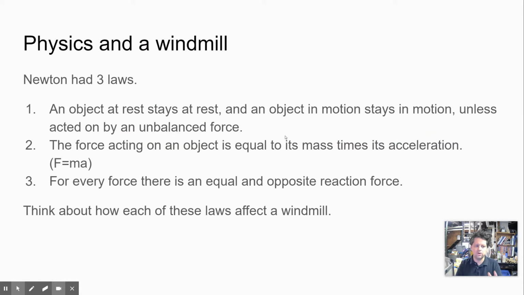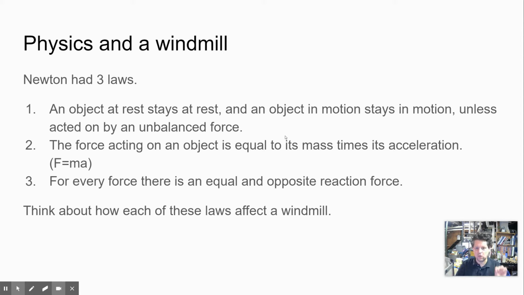So Newton had three laws. He said an object at rest stays at rest, and an object in motion stays in motion at the same velocity until it's acted on by an unbalanced force. He also said that the force acting on an object is equal to its mass times its acceleration, or F equals ma. And his third law said that for every force, there's an equal and opposite reaction force. We went over these in a lot of detail at the beginning of the year.